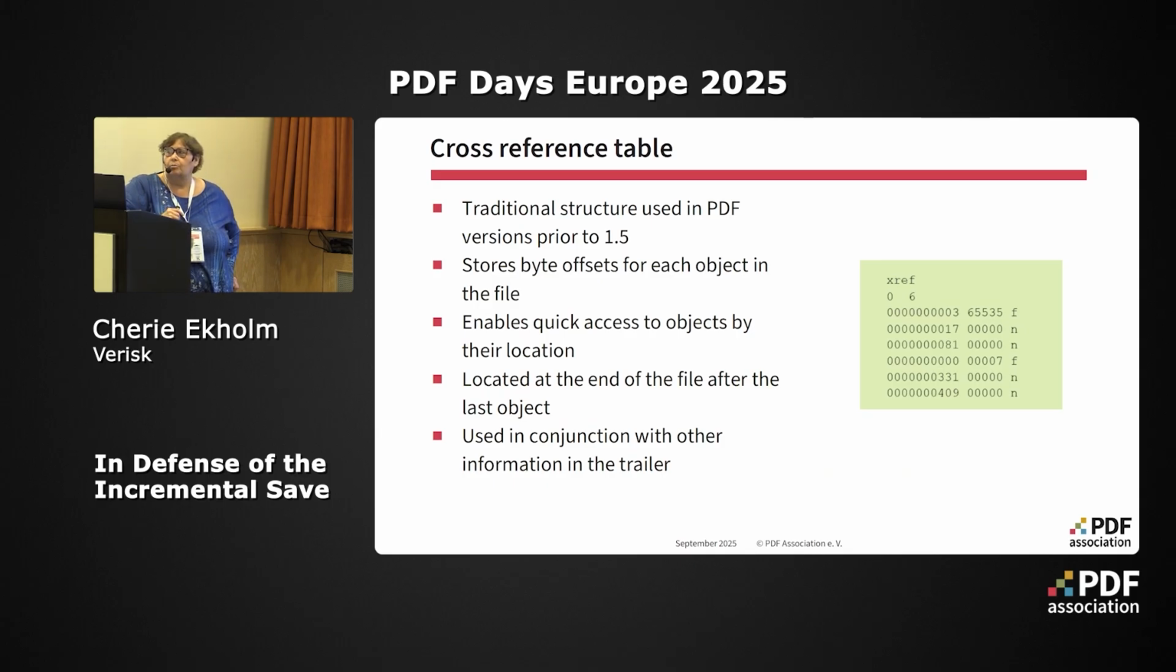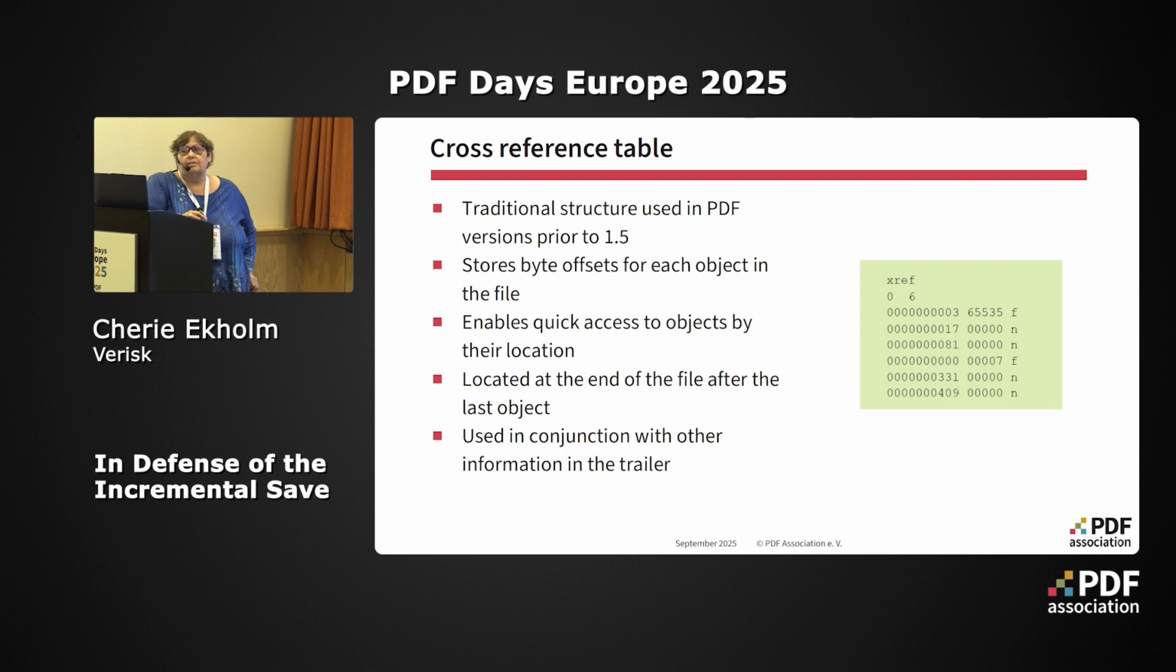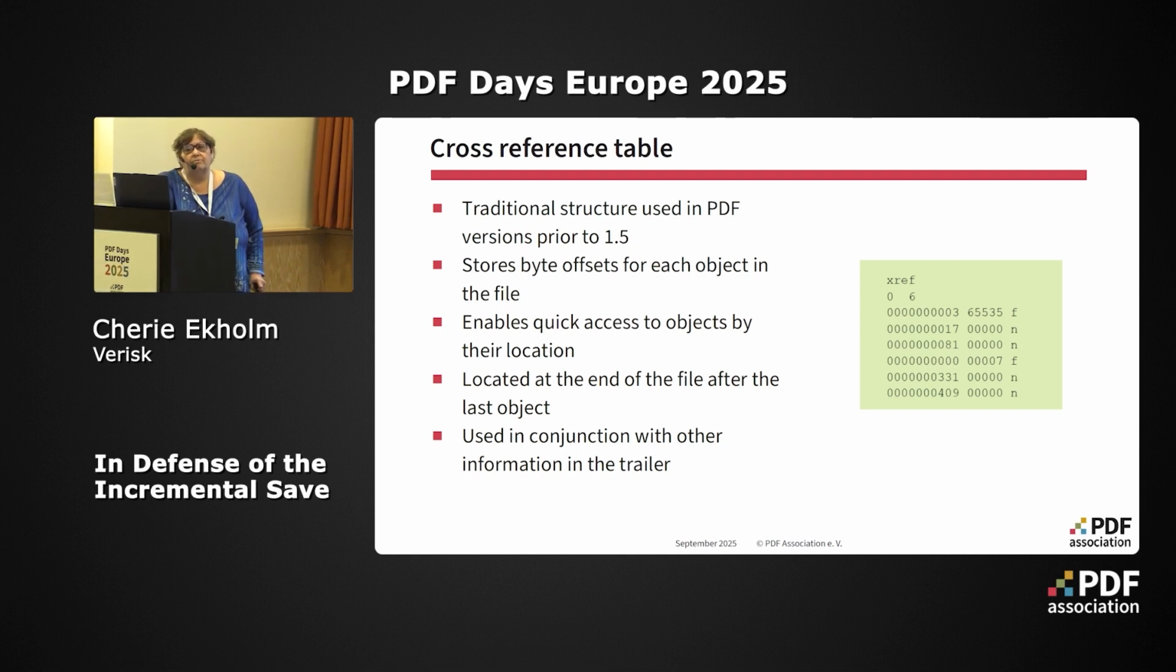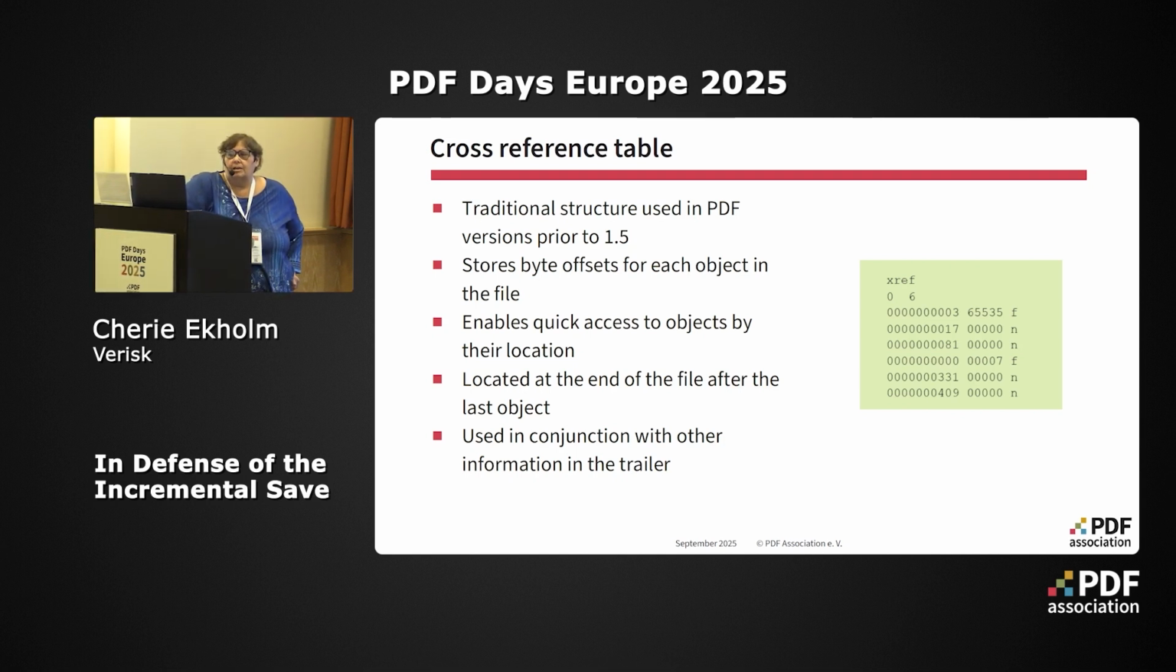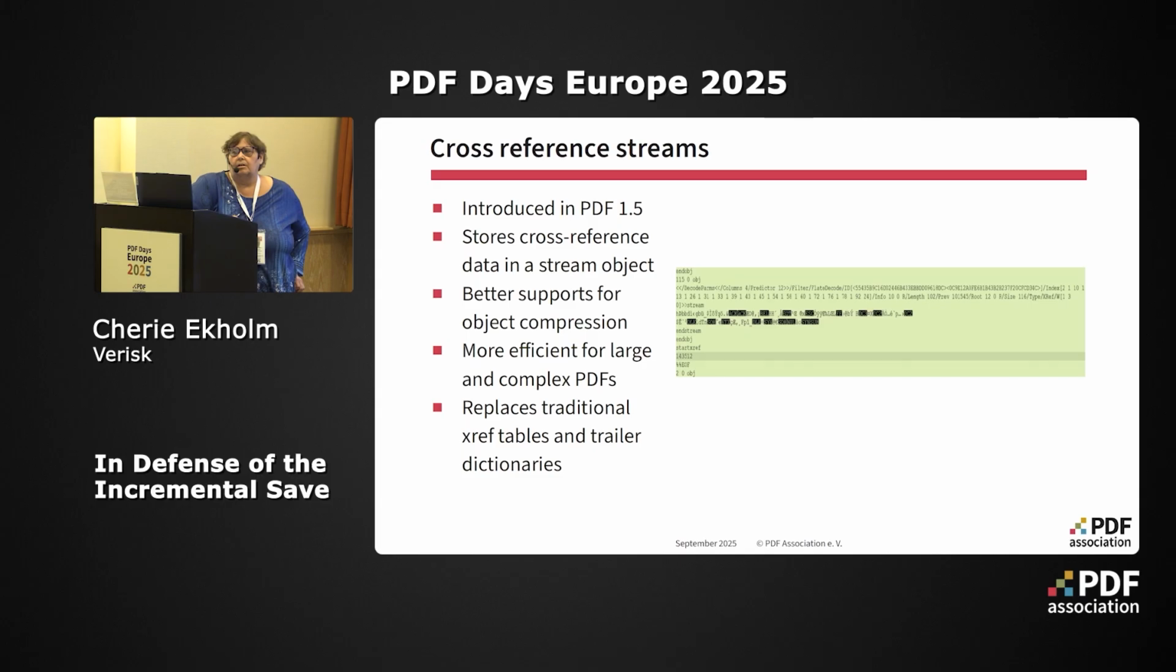Cross-reference tables are the older way that we used to do tracking through the files. This was before 1.5. They enable quick access to objects by their location. They're best used for smaller, simpler files. They can still be used. Are they deprecated, Peter? No. You can still use these in your PDF files these days. They're perfectly fine, and they work just fine with other things.